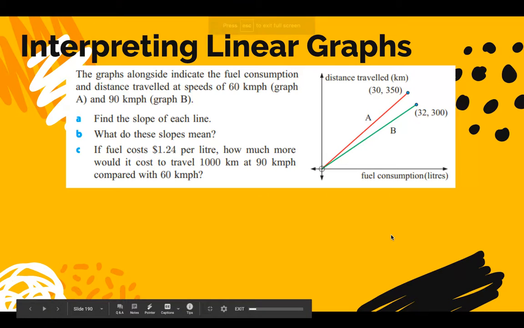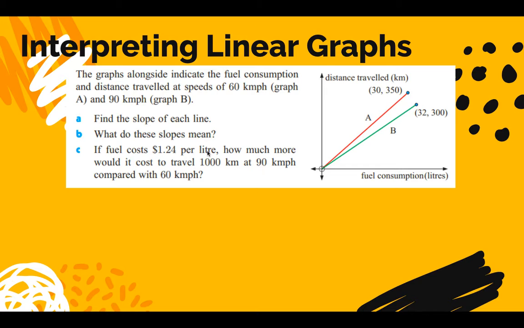So in this graph, you will notice the fuel consumption and the distance traveled at speeds of 60 kilometers per hour and 90 kilometers per hour. The y-axis is distance traveled, the x-axis is fuel consumption. We need to find the slope, what the slopes mean, and the cost of fuel if we know how much it is, and we want to travel 1,000 kilometers.